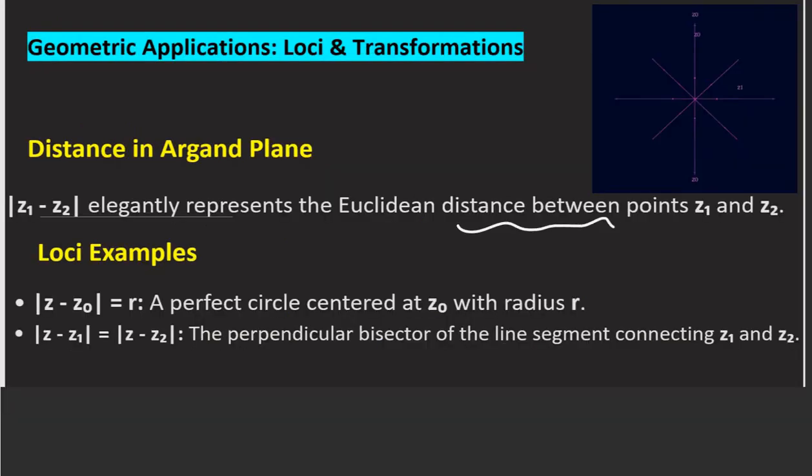Distance between any two given points z1 and z2. Modulus of z minus z0 is equal to r represents a perfect circle centered at z0 with radius r. Modulus of z minus z1 is equal to modulus of z minus z2 is the perpendicular bisector of the line segment joining the two points z1 and z2. If z1 and z2 are two complex numbers and the distances of z from z1 and z2 are equal, then z lies on the perpendicular bisector of the line segment joining z1 and z2.